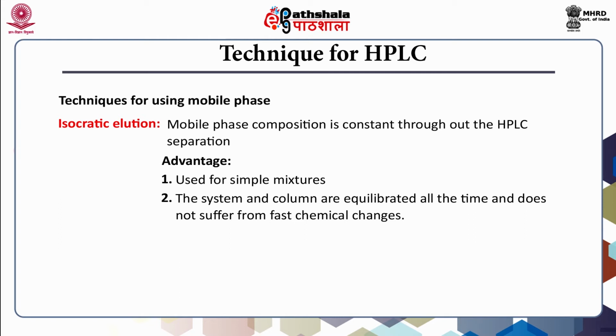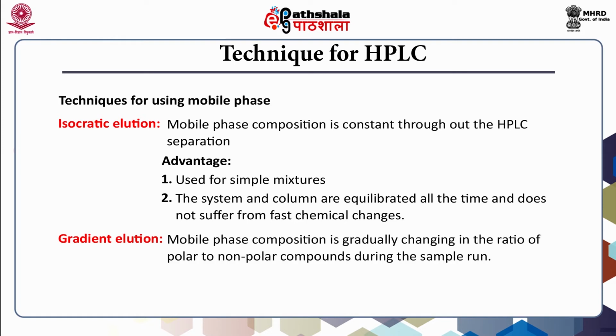However, we have to use gradient elution in some experimental conditions. Gradient elution means the mobile phase composition is gradually changing in the ratio of polar to non-polar compounds during the sample run. The advantage of gradient elution is that it can be used mainly for complex mixtures. For simple mixtures we can use isocratic elution; for complex mixtures we can use gradient elution.